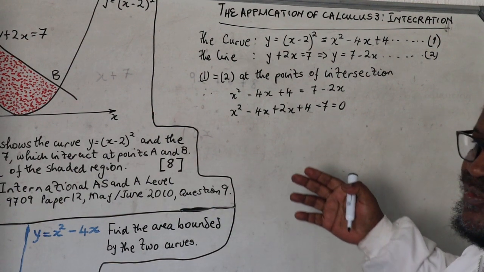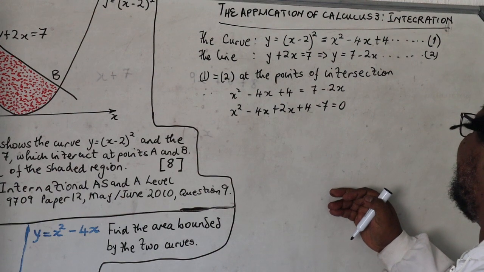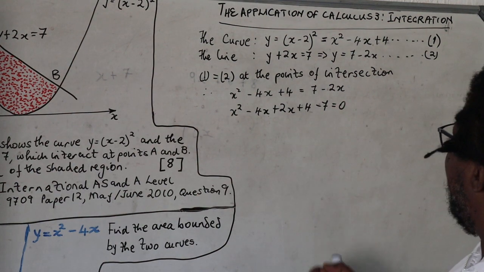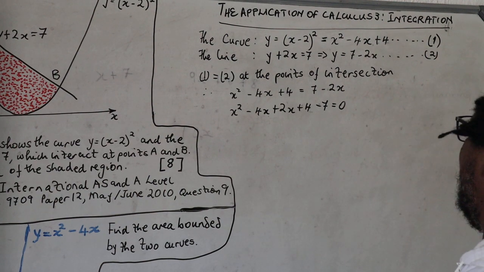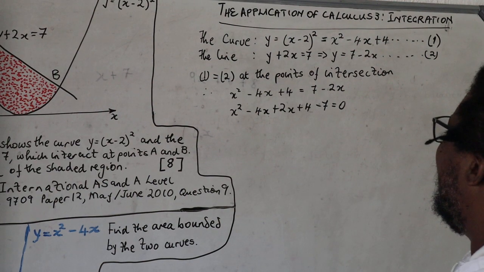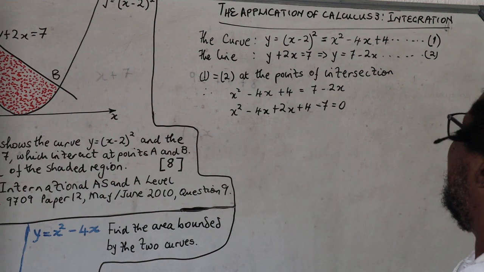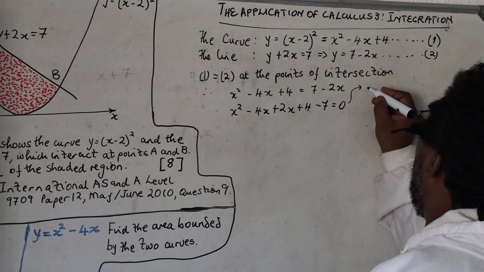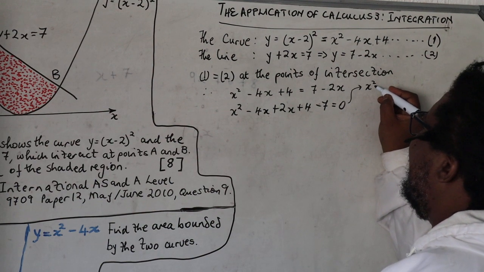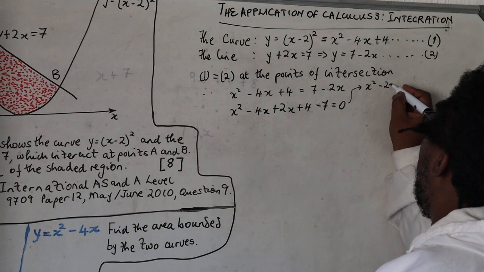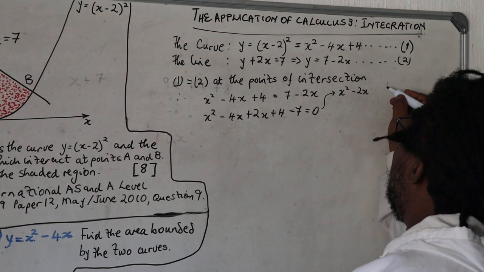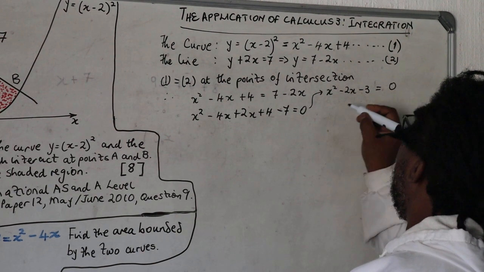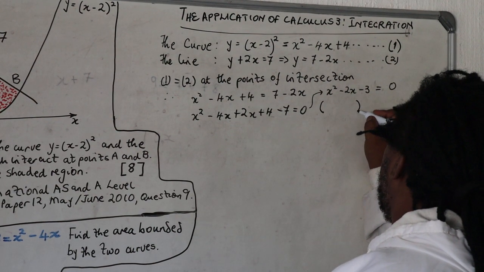In order for us to optimize the use of space, I will go up there instead of continuing down, so we can use the board in full. So then we solve this and we have x squared minus 2x minus 3 equals 0, and we factorize.